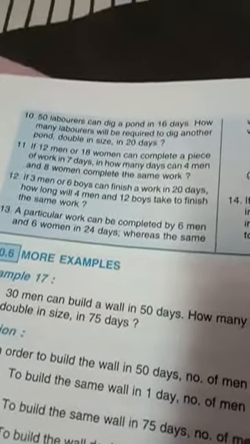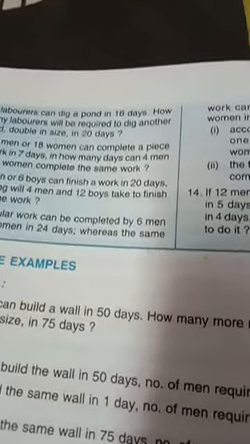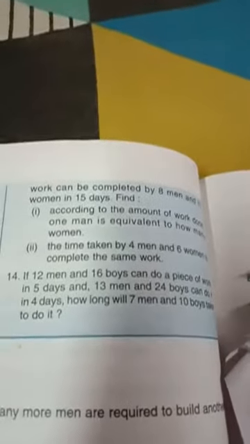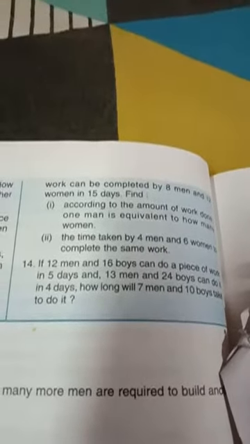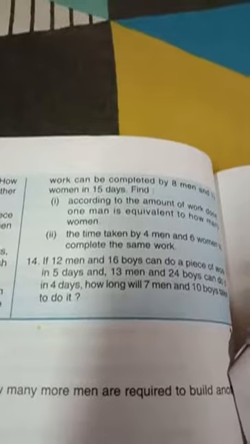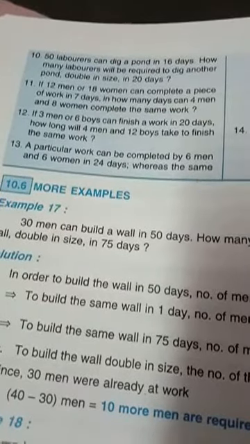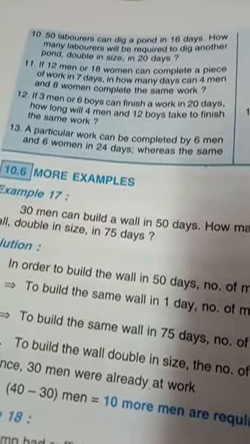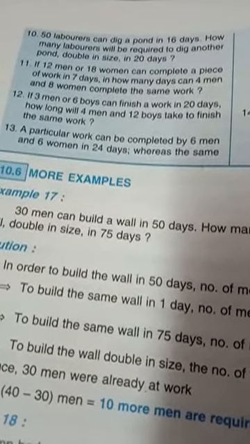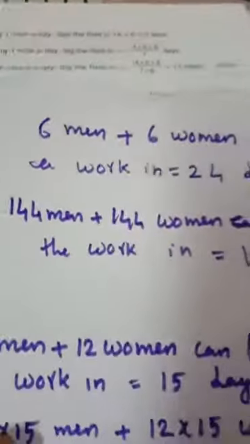In the same way, one more question. A particular work can be completed by 6 men and 6 women in 24 days, whereas the same work can be completed by 8 men and 12 women in 15 days. Find, according to the amount of work done, 1 man is equal to how many women, and the time taken by 4 men and 6 women to complete the same work. In the previous question it was 'or', here it is 'and'. 6 men and 6 women complete a work in 24 days.